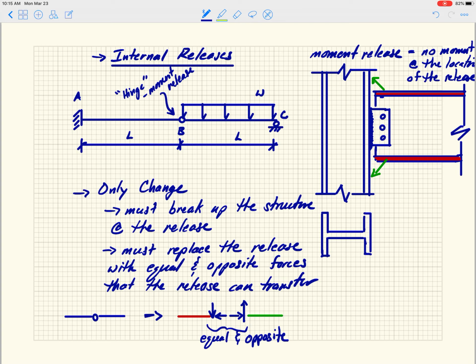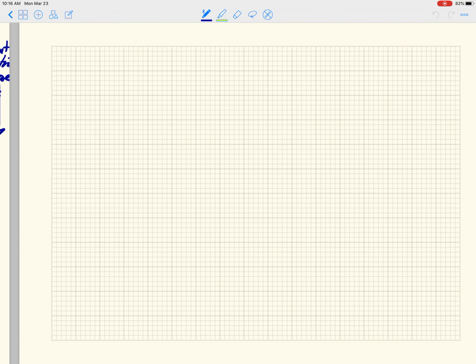So what does that mean? It means that if the red beam is pushing up on the green beam, then the green beam is pushing down on the red beam the exact same amount. There's no way equilibrium can be satisfied if that's not true. Okay, so let's do this problem.